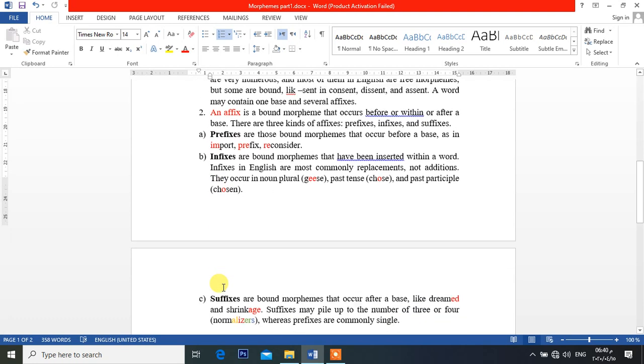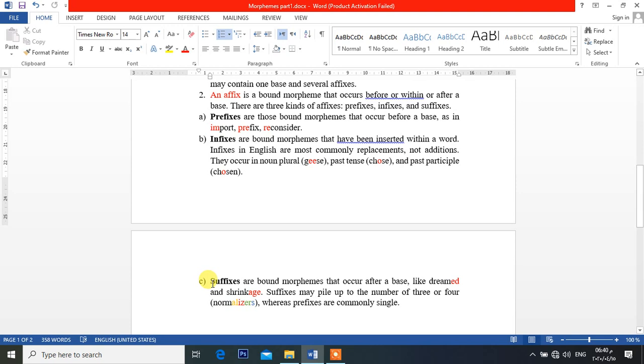The third type, suffixes. It comes at the end of a word. Suffixes are bound morphemes that occur after a base, like dreamed. Here the ed is a suffix. Also in the word shrinkage, the age here is regarded as a suffix.